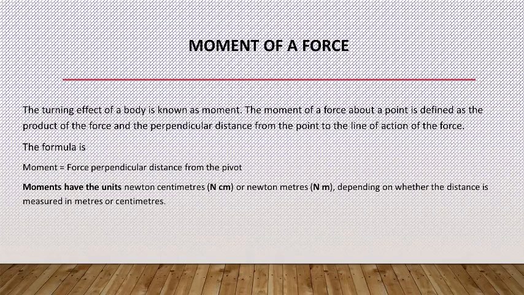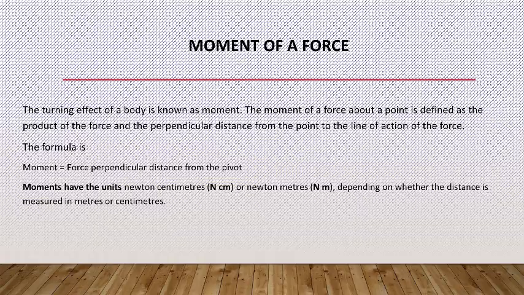Moment of a force. The turning effect of a force on a body is known as moment. The moment of a force about a point is defined as the product of the force and the perpendicular distance from the point to the line of action of the force. The formula is moment equals force times perpendicular distance from the pivot. Moment has units called Newton meters or Newton centimeters, depending on whether the distance is measured in meters or centimeters.